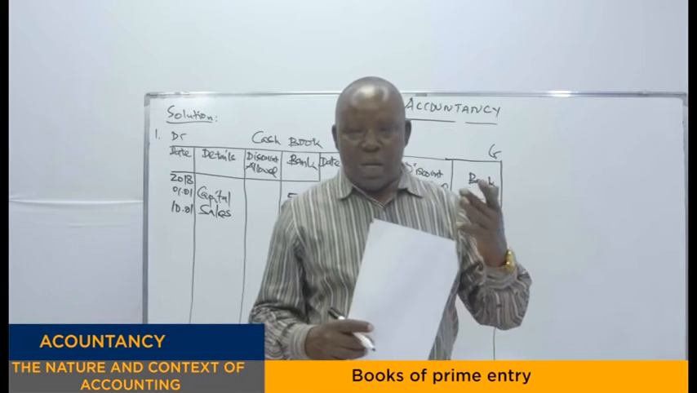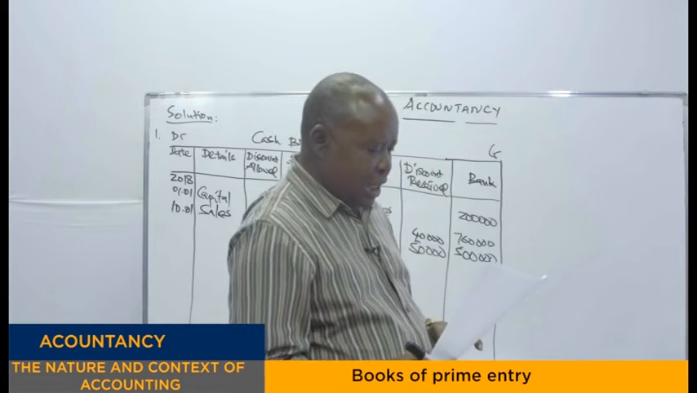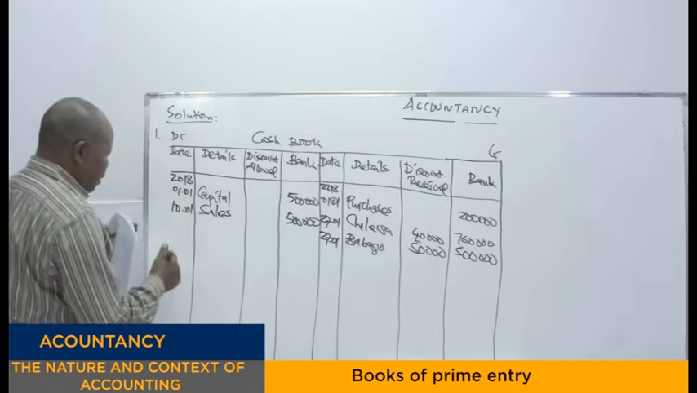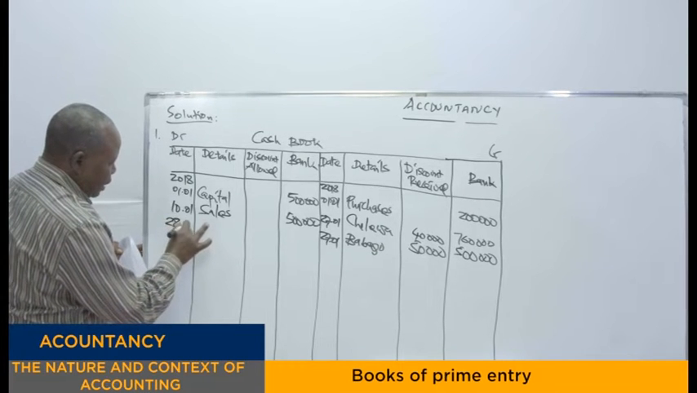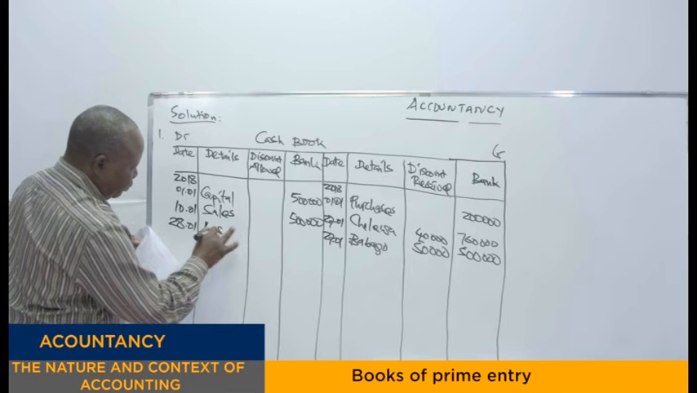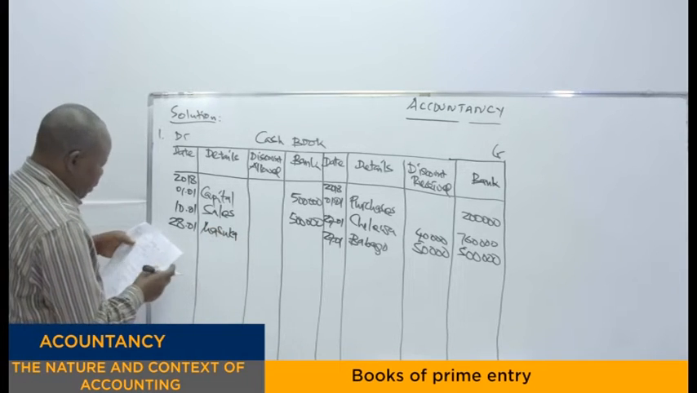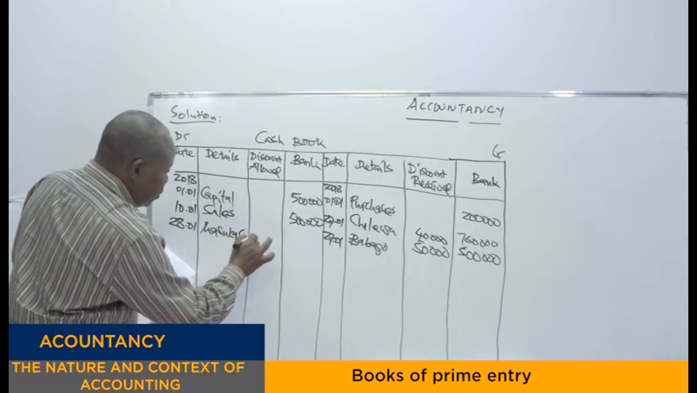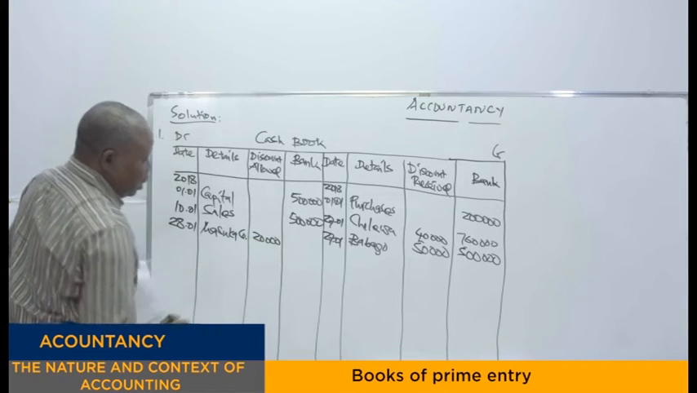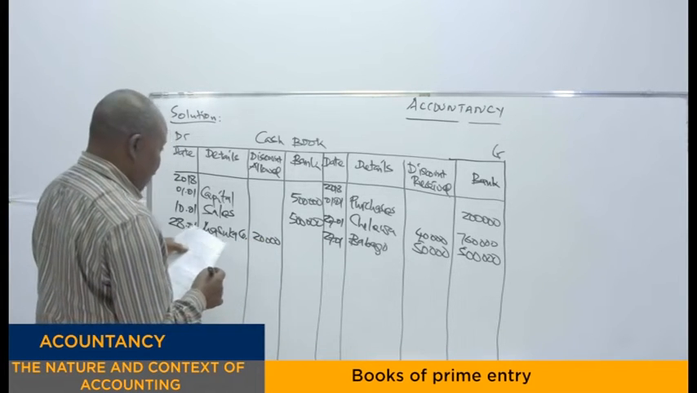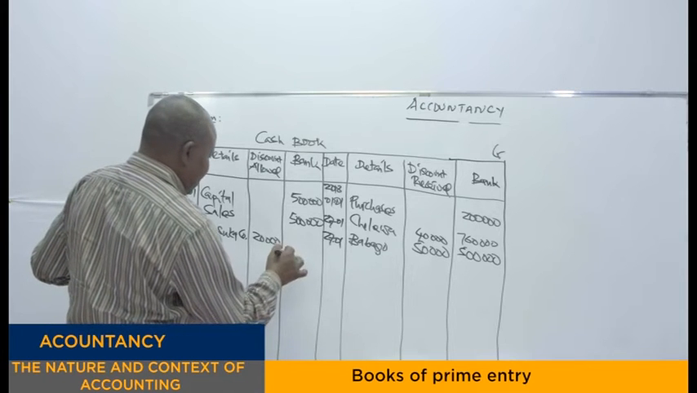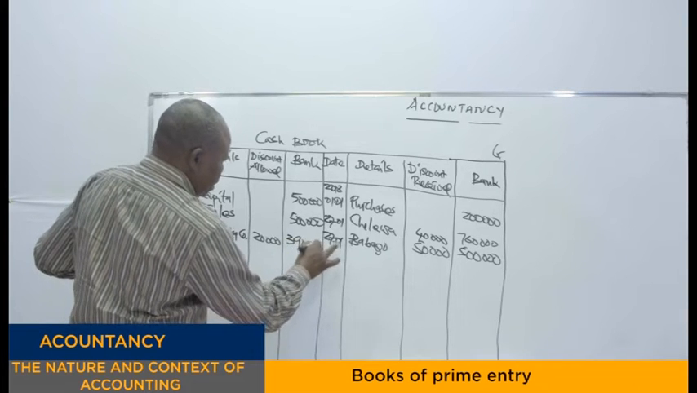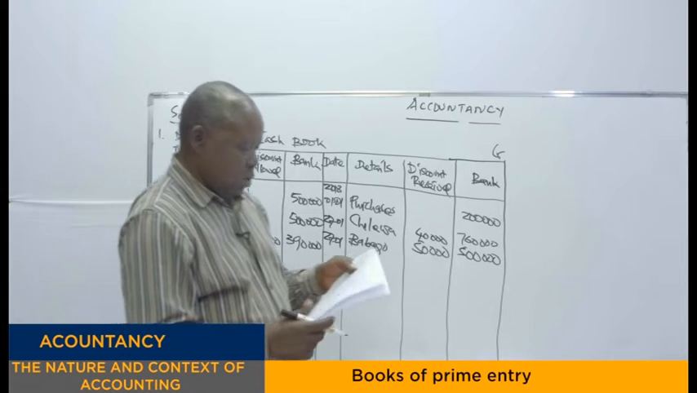So we are going to debit bank and credit Masuka company. We write here on 28th January, Masuka company. The amount of discount allowed is 20,000, and the amount which we have received now is 390,000. So that is the amount which we are going to record.